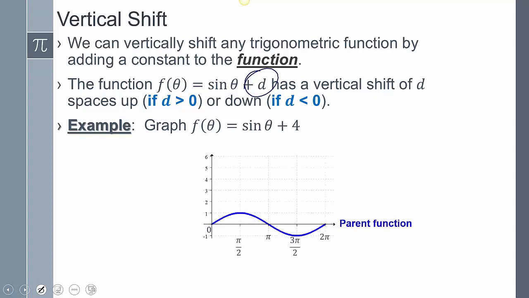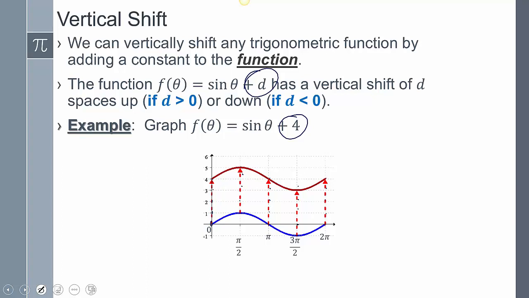Same thing here. Because of this plus 4, literally every single value on my graph shifts up 4 spaces. So if you count it, 1, 2, 3, 4, and again for each point. So every single value shifted up 4 spaces.